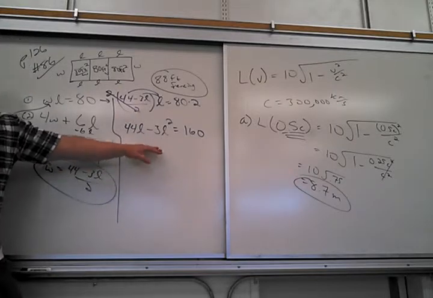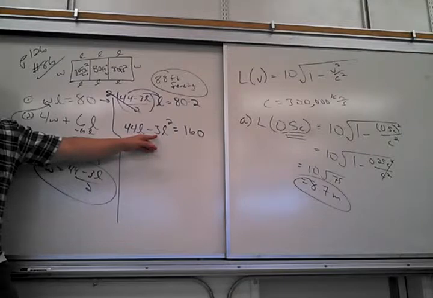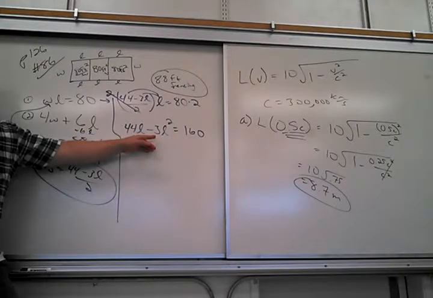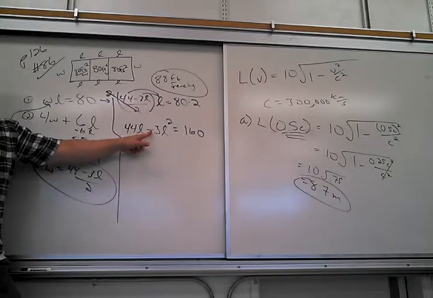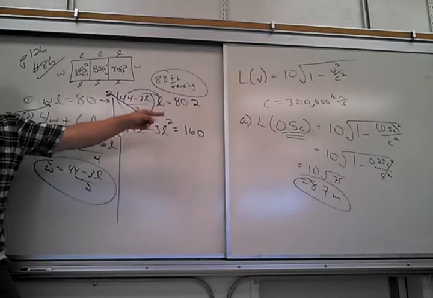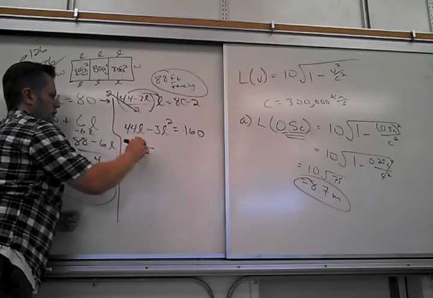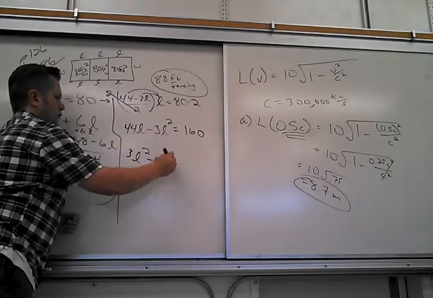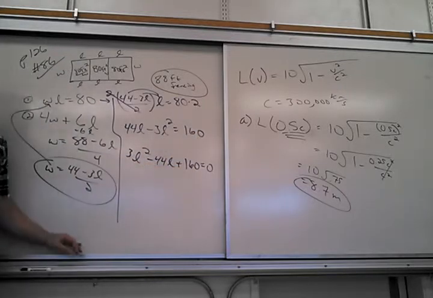To be honest though, knowing what I'm going to have to do, I'm going to try to factor it first. Quadratic should be your last resort. I'd rather have the first dude positive, so I'd rather move stuff that way. So I'll end up with positive 3L squared minus 44L plus 160 equals 0. That should be second nature to you guys.